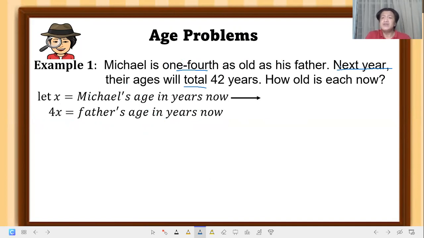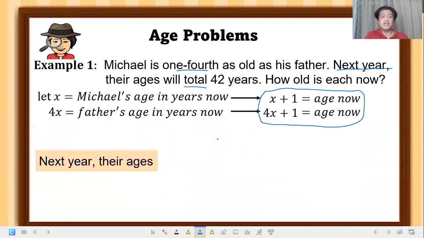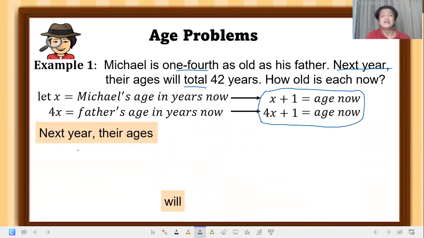And then, next year, kukunin natin yung next year, di ba? Sabi dito, ang age nila will total 42. Kaya nga siya, magpa-plus tayo dyan. Yung age ni Michael now, magpa-plus tayo ng 1. Kaya x plus 1. And also, yung kanyang father, yung age now, magpa-plus din tayo ng 1. 4x plus 1. Kasi next year. Yun yung ibig sabihin. And then from here, you can now equate or you can now write the equation. Ano yung statement natin? Next year, their ages will total 42.